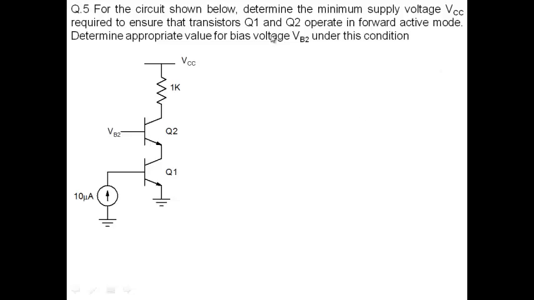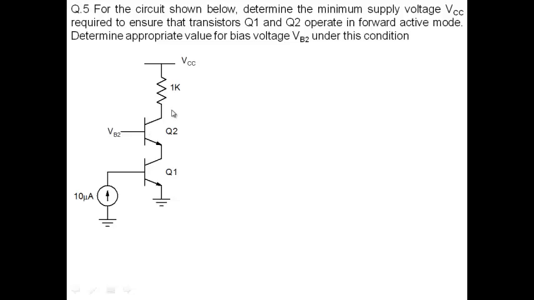Question number 5. In this particular problem, we are asked to calculate the minimum supply voltage required to ensure the transistors Q1 and Q2 operate in forward active mode. So transistor Q1, Q2, resistor 1K, VCC. This is a hypothetical circuit. Let's not bother about what it does. It is a useful circuit, but let's not get into that for a moment.